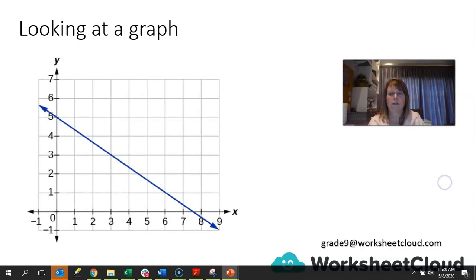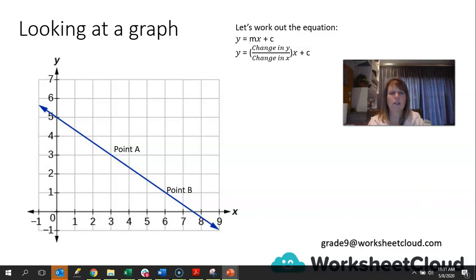Okay, so let's look at a graph. There we have a graph. We are only working in this graph in the positive quadrant, which means where both x and y are positive. Okay, so we're going to work out the equation here. y is equal to mx plus c. We can say y is equal to the change in y over the change in x. That's going to give us our m, and plus c is going to be our y-intercept. So look at point A and look at point B. That's going to help us with our change in y and x.